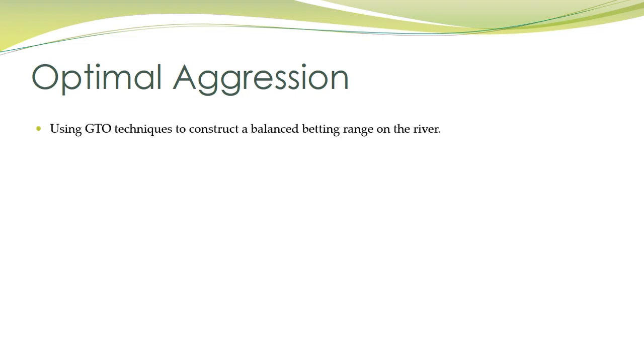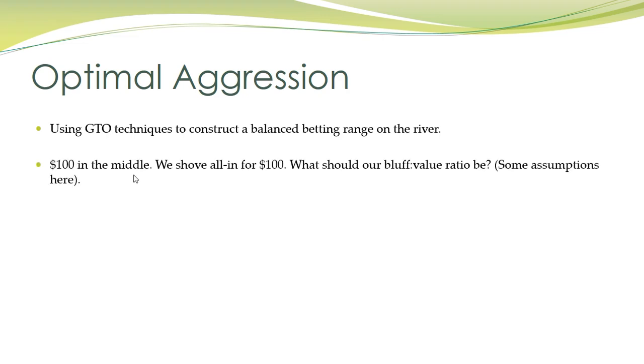What we're going to be doing is using GTO techniques to construct a balanced betting range on the river. Now, what do we mean by balanced? Well, assuming we're dealing with a polarized range here, which is very common, let's imagine we are the aggressor. We bet the flop, we bet the turn, we bet the river. By this point in the hand, it's usually going to be correct to refer to our range as polarized. It doesn't make sense to make big bets across multiple streets with a mid-strength hand.